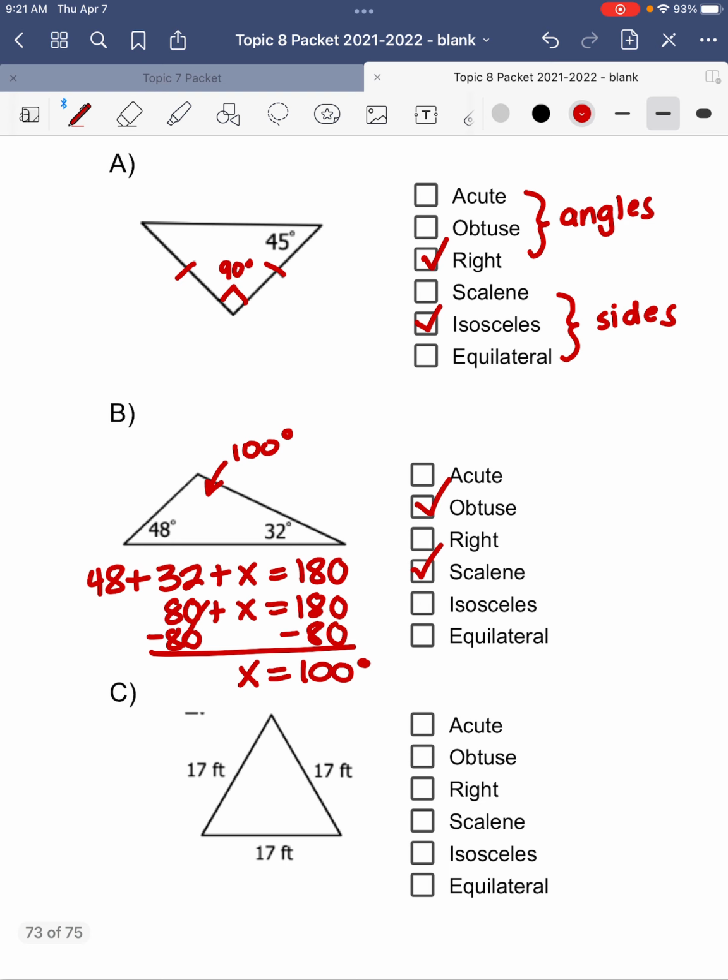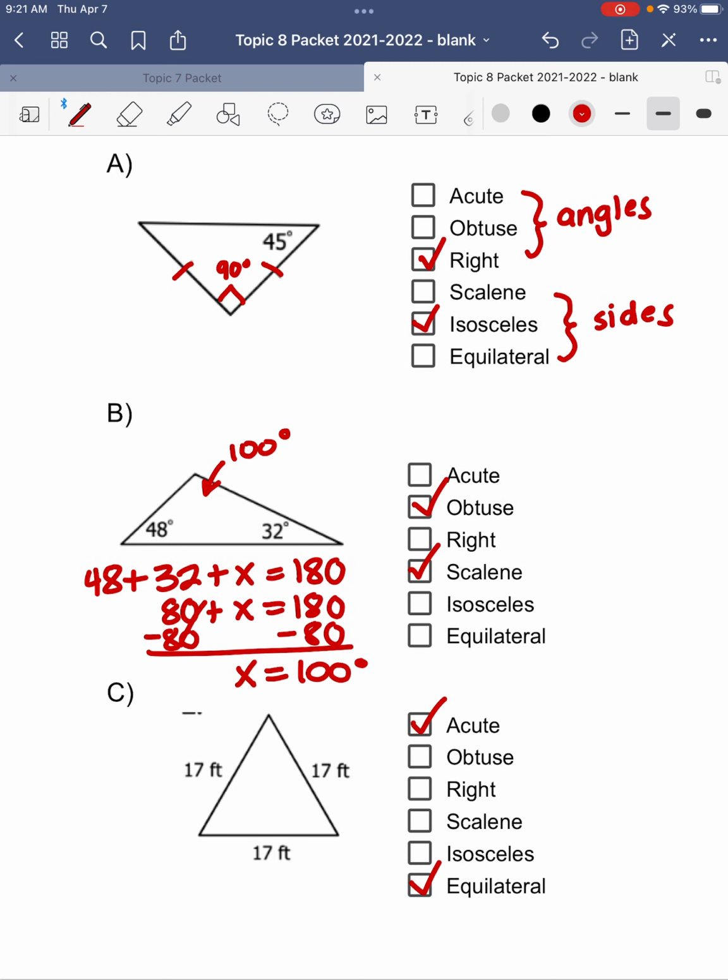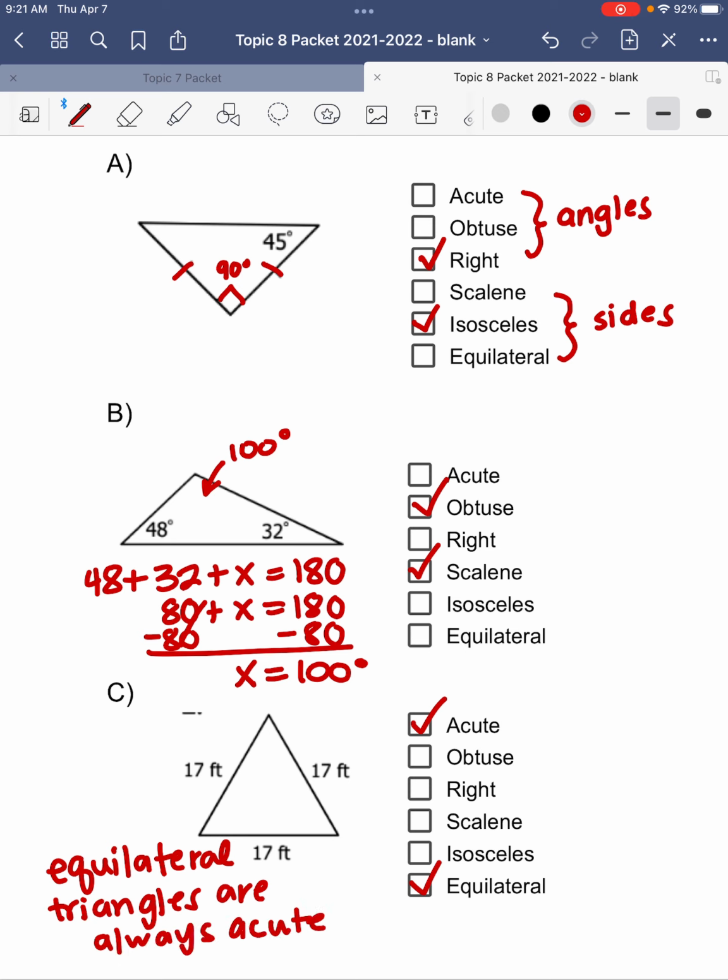Okay, now I'm looking at C, and the first thing I notice is that all of my sides are the same length. So we call that an equilateral triangle, when all 3 sides are the same. And I also noticed that all of my angles are pretty small. So they look to be acute. They look to be less than 90 degrees. And I want you to remember, equilateral triangles are always acute. You will never have an equilateral triangle that is obtuse or right. They will always be acute.